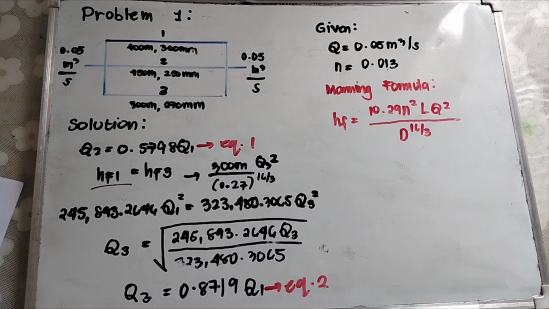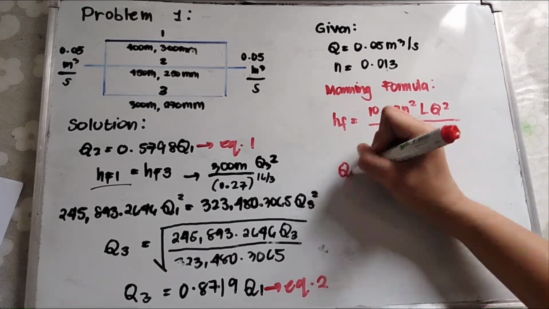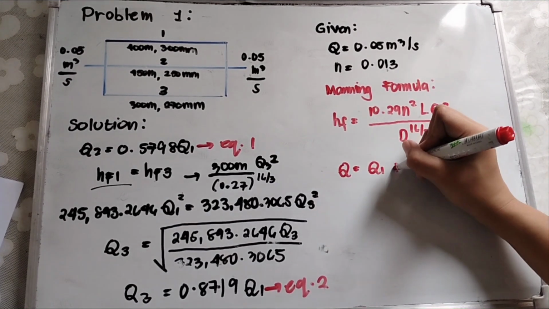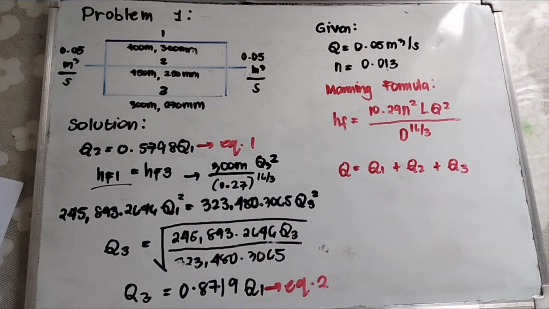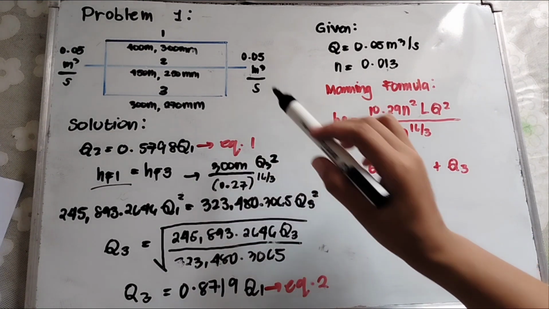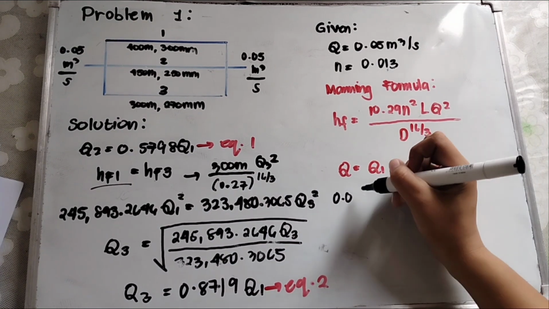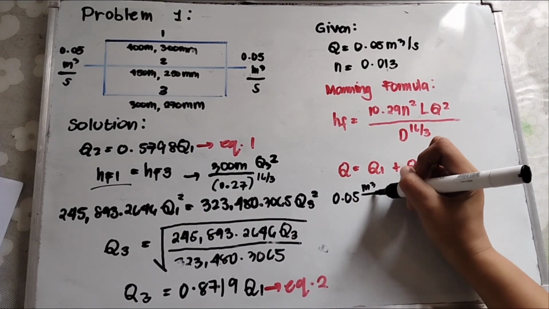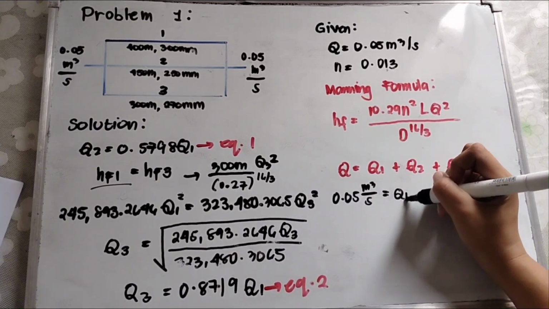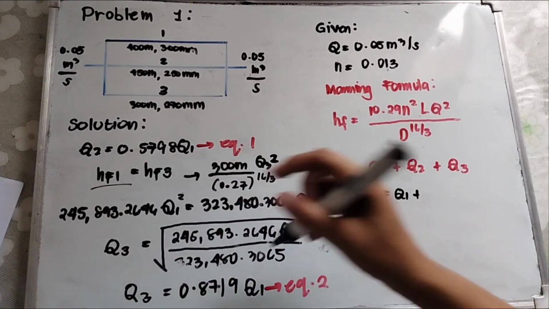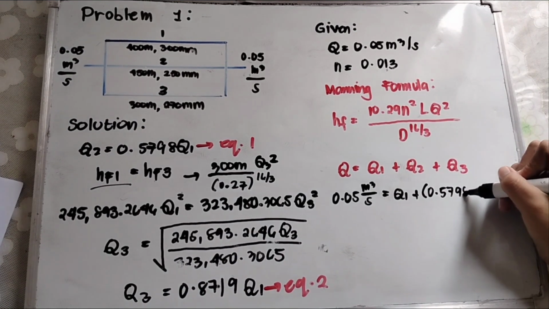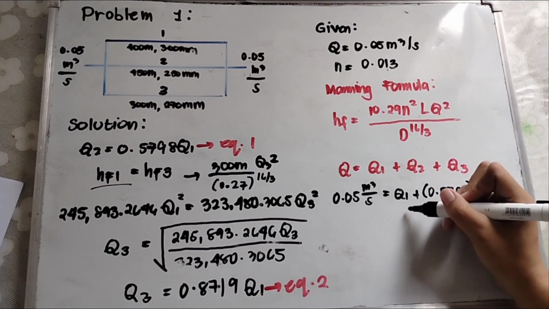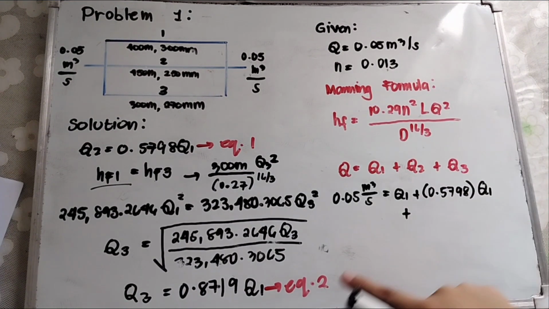Since we're able to formulate two equations, we can now proceed to use our general formula, which is the total discharge is equal to Q sub 1 plus Q sub 2 plus Q sub 3. Again, we can just simply substitute everything. For our total discharge, we have 0.05 cubic meters per second equals Q sub 1 plus 0.5798 Q sub 1 plus 0.8719 Q sub 1.